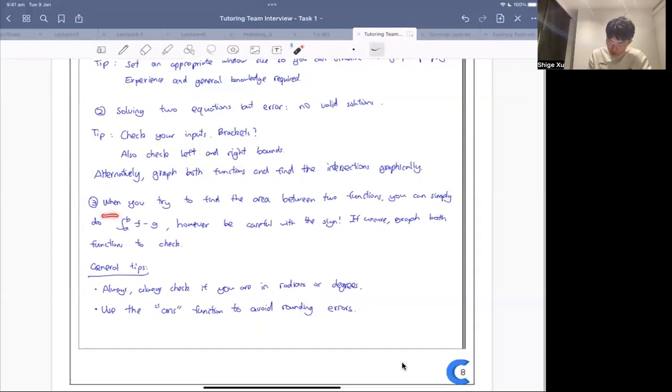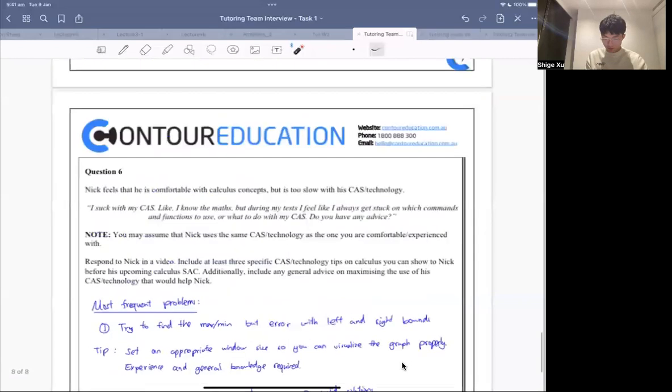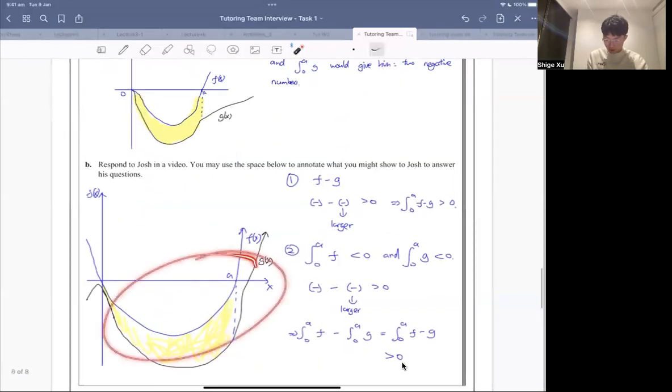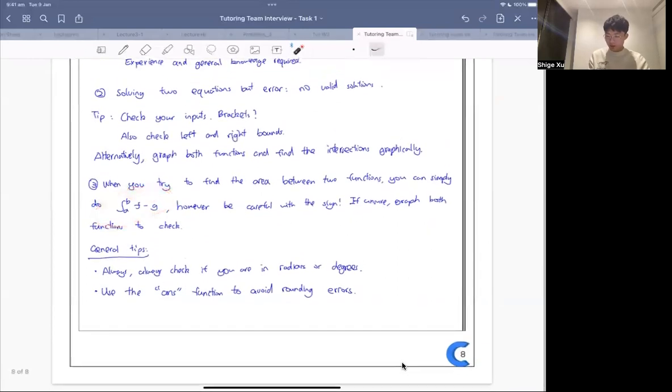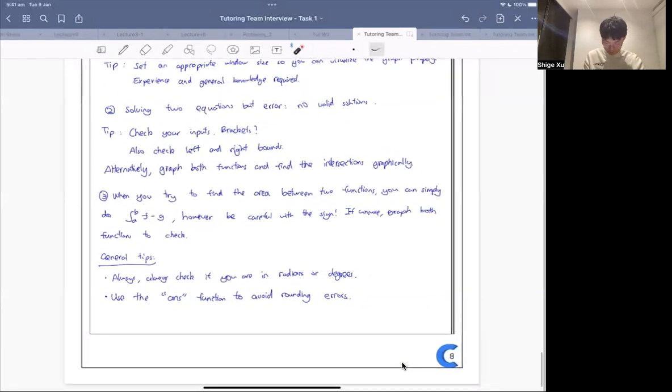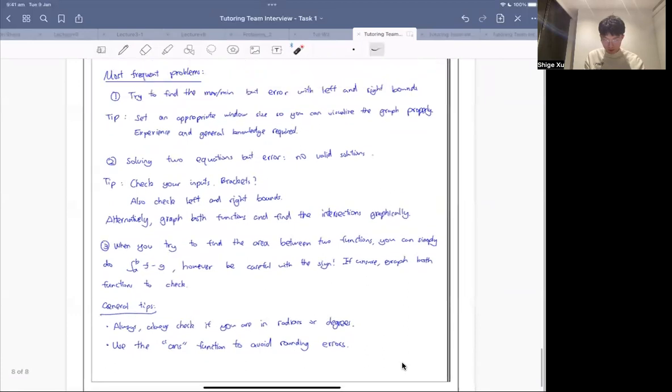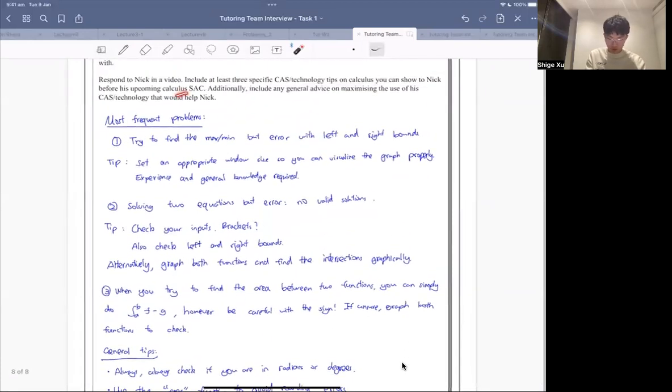Finally, when you try to find the area between 2 functions on your calculator, you can simply do the integral from a to b of f minus g. However, be careful with the sign, just like what we did before here. Right? Be careful with the sign of this integral. If you are unsure, you can graph both functions to check whether the integral should be positive or negative, right? And adjust the sign accordingly. So that's some specific tips for the calculus topic.